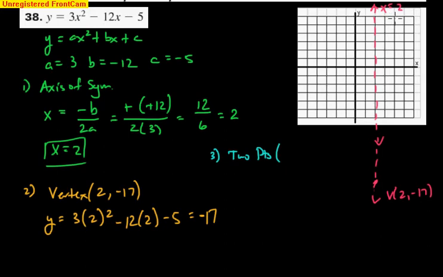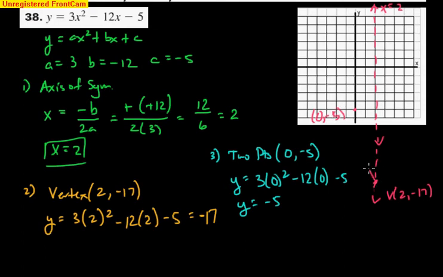Now, this axis of symmetry is at 2, so let's pick 2 to the left or 2 to the right. 2 to the left would actually be 0. Let's pick an x value of 0. I like 0. And let's find the y by plugging it into the original function. 3 times 0 squared minus 12 times 0 minus 5. And we are going to get a y value of negative 5. So this is a point on the graph. 0, negative 5. 0, 1, 2, 3, 4, 5.